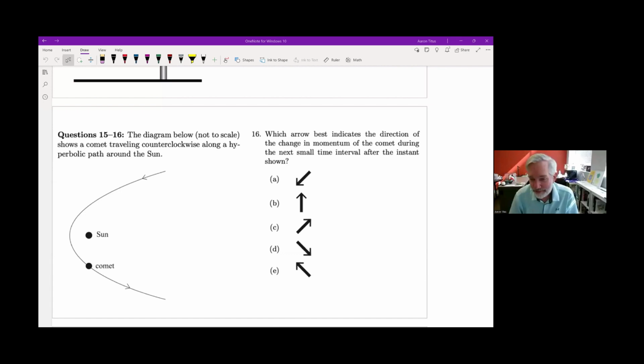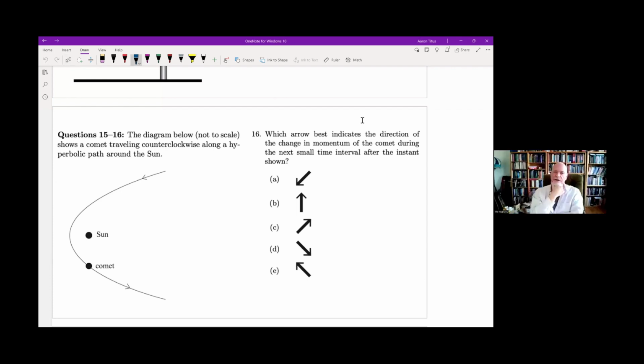Okay, do we have everybody? All right, tell me about the reasoning for this one. The question asks which arrow indicates the direction of the change in momentum of the comet during the next small time interval after this instant. So, what's the reasoning, and where do we start?